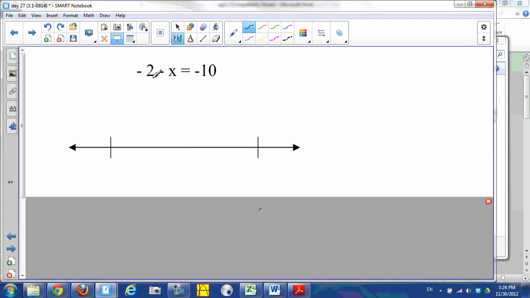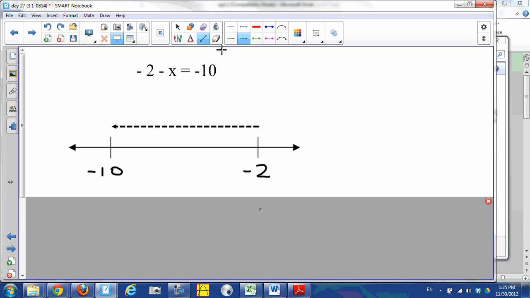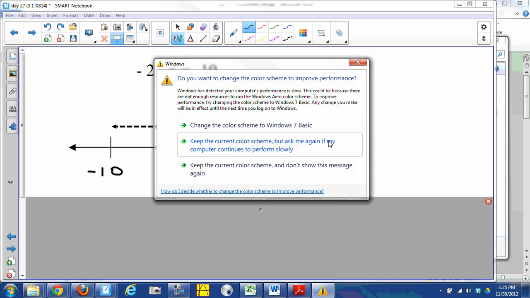Think about -2 and -10. That's -2 there. Here's -10 back here. -2 minus something. Minus what? Minus x. X is the unknown value that we're looking for, the variable in the equation. So what do you have to subtract from -2 to get -10? Well, how far apart are -2 and -10?